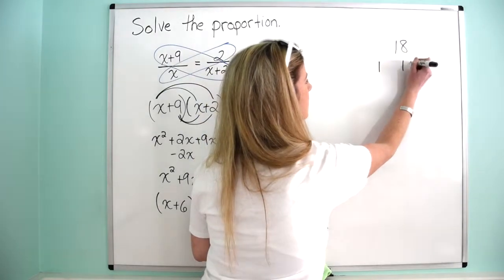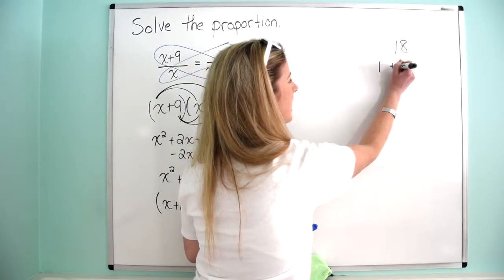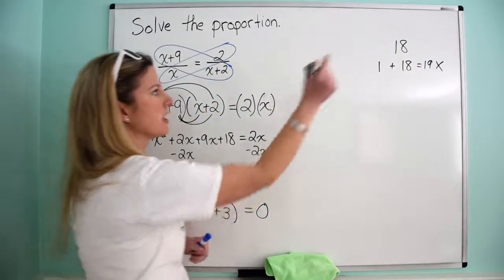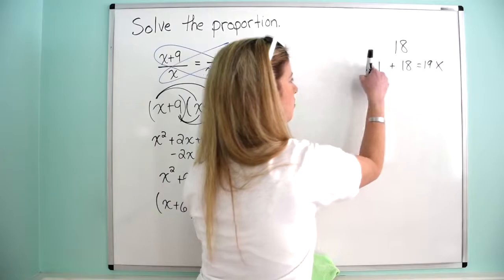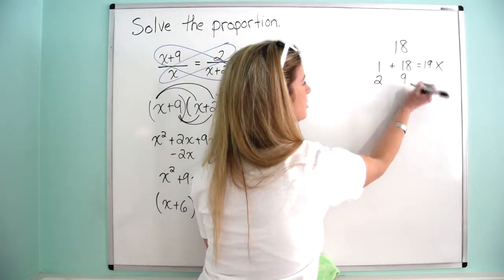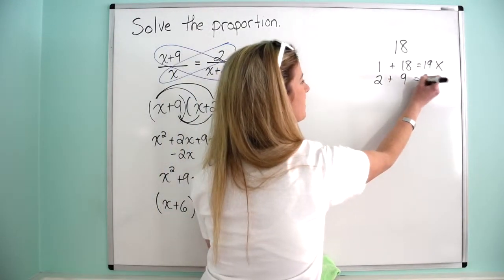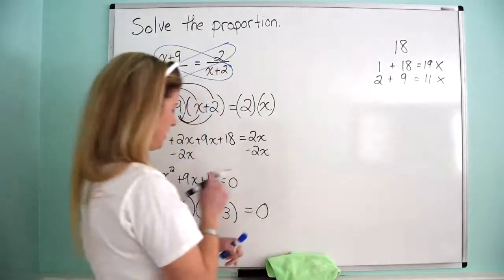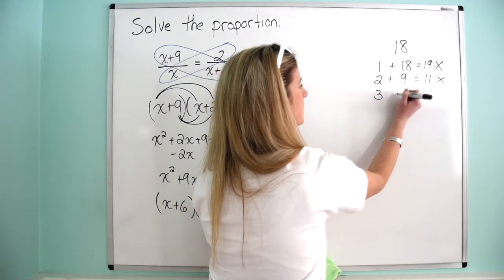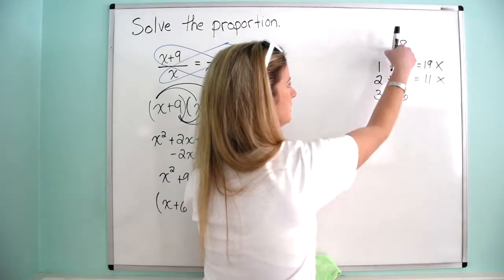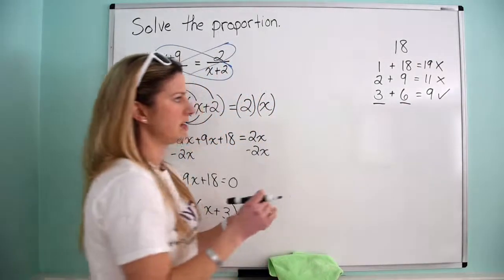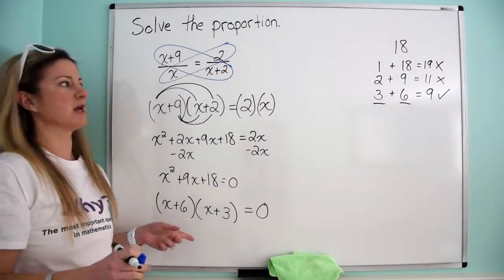So 1 and 18. Well, what do 1 and 18 add to? 19. That fails. I want it to add to 9. Next, I just count up. So 1 goes into 18, well, obviously 1 times 18. 2 goes into 18. That's 2 and 9. If I add them, I get 11. Fail. Again, I want 9. So 3 also goes in, and then that's 6. 3 times 6 is 18. If I add them, I get ding, ding, ding, boom. So that's how I know that 3 and 6 go here, okay?